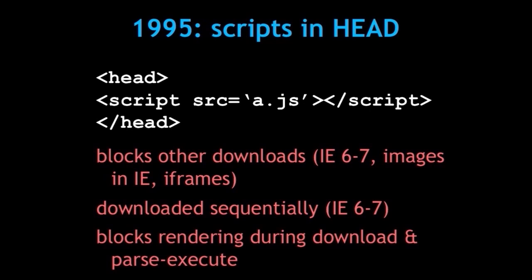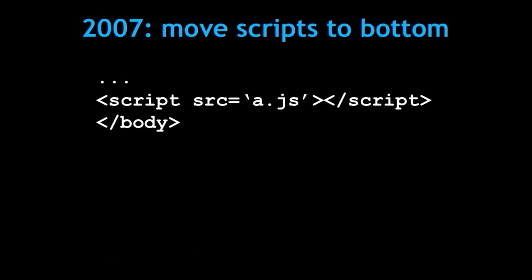And of course, all the rendering in the page is blocked, not just during the download, but during parse and execution as well. So if you have hundreds of K, we saw that the average for the Alexa top 10 was over 200K of JavaScript. That can be pretty significant, especially if you're on a smaller profile device, like a mobile device. So then in my 2007 book, I said, move them as low in the page as possible.